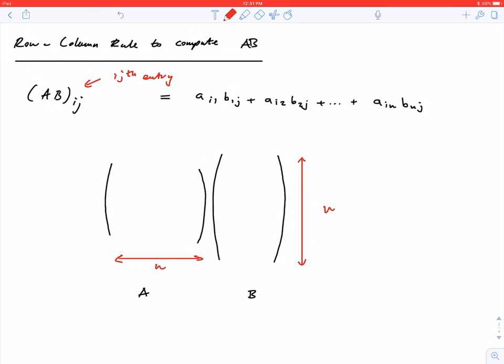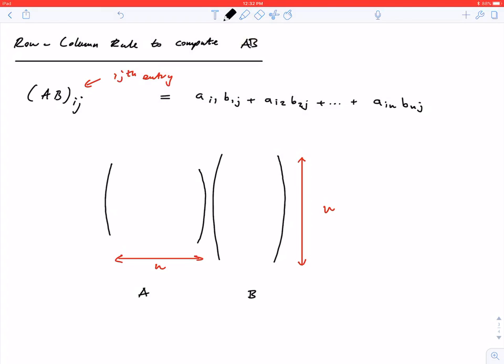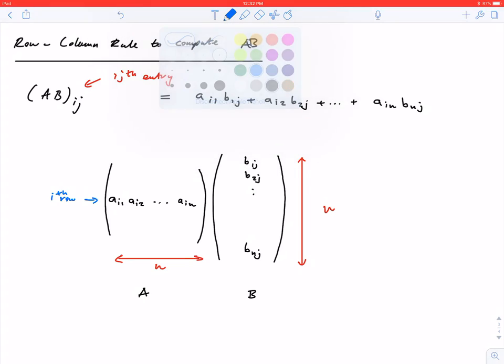I hope so. So let's write down the ith row and the jth column. If I write down the ith row, it would be A_i1, A_i2, dot, dot, dot, to A_iN. So this here is the ith row. And let's do the jth column. The jth column is B_1j, B_2j, dot, dot, dot, God, it's so confusing, B_Nj. So this is the jth column.